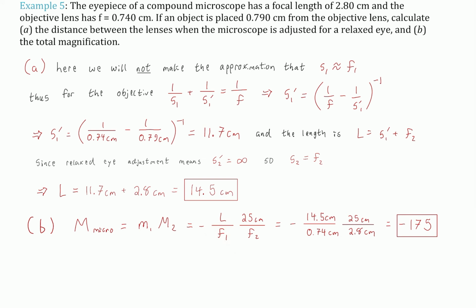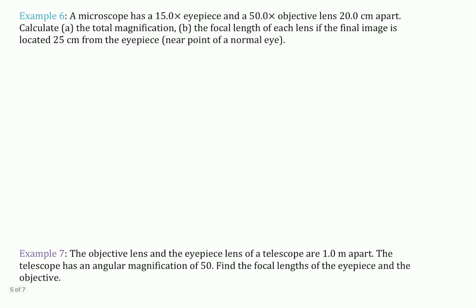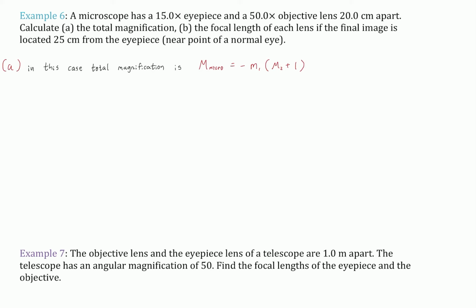So finally, we're going to use perhaps fewer approximations, but more importantly, we're not going to use a relaxed eye. So we're finally going to use that subtle difference between angular magnification for a relaxed eye versus with a focused eye at the human near point. So let's take a look at it in the context of a microscope. So a microscope has a 15 times magnification eyepiece, and a 50 times objective lens in terms of magnification. They are 20 centimeters apart, that's L. We want to calculate the total magnification, the focal length of each lens if the final image is located 25 centimeters from the eyepiece, which is the near point of a normal eye, okay? So here we're using a microscope to get that extra +1 in terms of its magnification power.